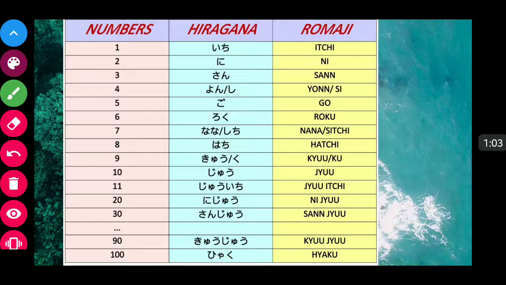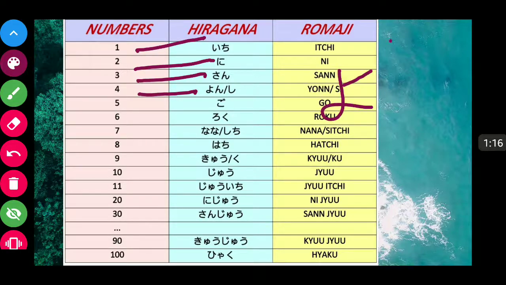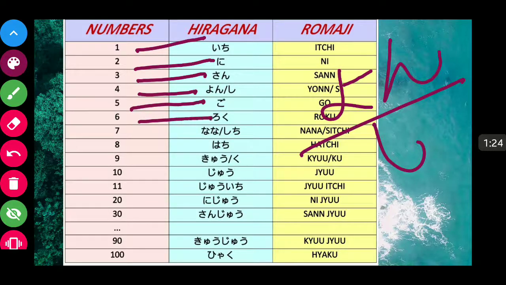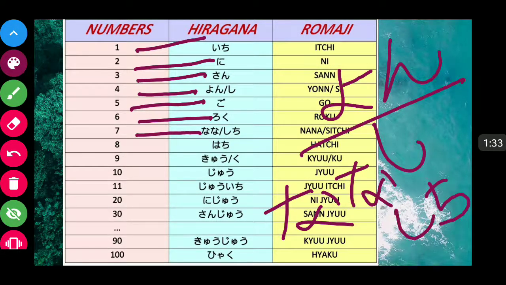Now first of all, let's talk about 1. 1 is called ichi, 2 is called ni, 3 is called san, 4 is called yon or shi, depending upon the condition. 5 is called go, 6 is called roku, 7 is called nana or shichi, which also depends upon the condition. 8 is called hachi, 9 is called kyu or ku, and 10 is called ju.